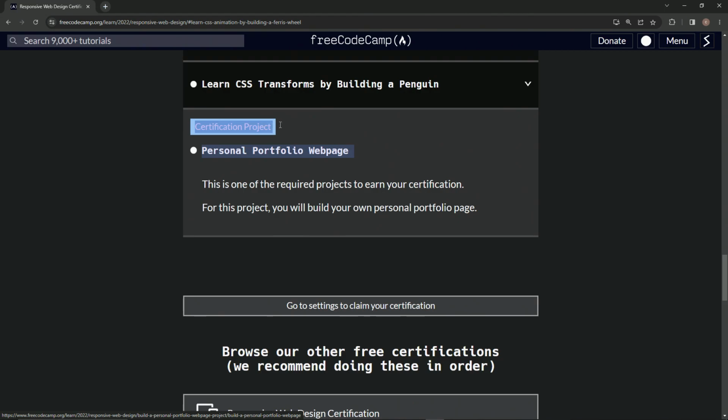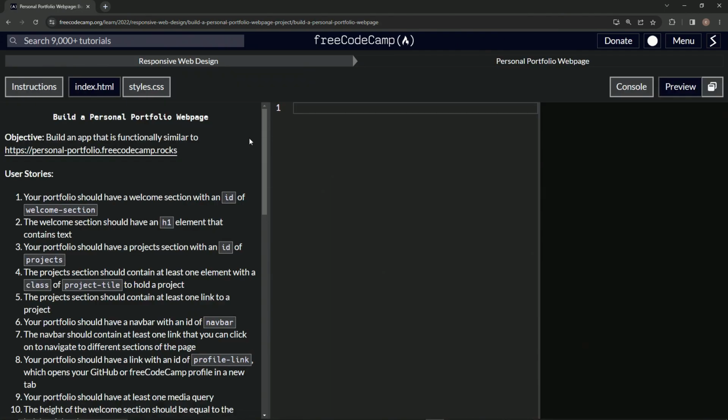project, certification project. There we go. Personal Portfolio Webpage. So this is one of the required projects to earn our certification. And for this project, we're going to build our own personal portfolio page. All right. So here we are on this. It should, in effect, work like this thing.